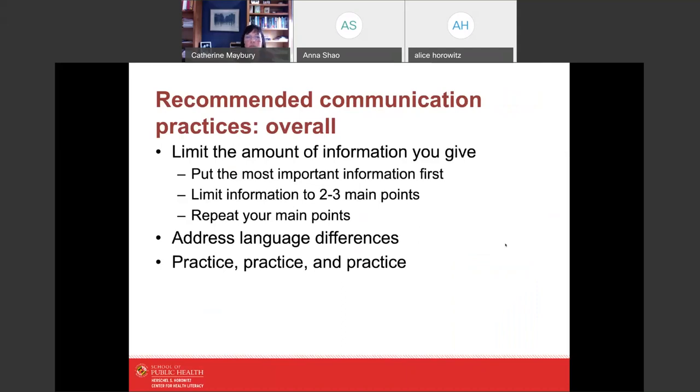So overall, for oral communication practices, we want to limit the amount of information that we provide, put the most important information first, and limit the information to 2 to 3 main points, and then repeat the information so it helps your listener remember the information. We want to address language differences. So for example, for different audiences where English is a second language or non-English speaking populations, how will we communicate with these people? Will the examples that we're giving be culturally appropriate? And then finally, we want to practice. It's just like anything in life with oral communication. You want to practice how you'll speak, how you'll deliver, and think about the messages that you're providing.